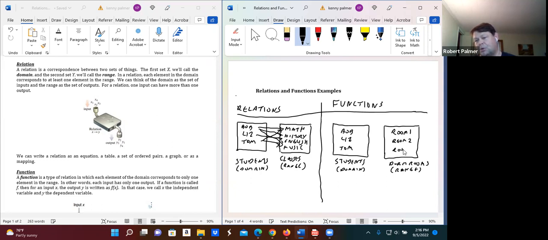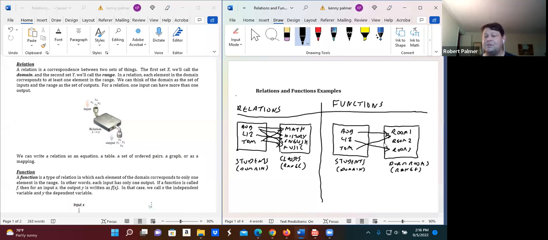Say we assign Bob to room 1. Let's say we assign Liz to room 3. And then let's say we assign Tom also to room 1. They're going to room together, Bob and Tom. Now this is a function because in this case, each input goes to only one output at a time.